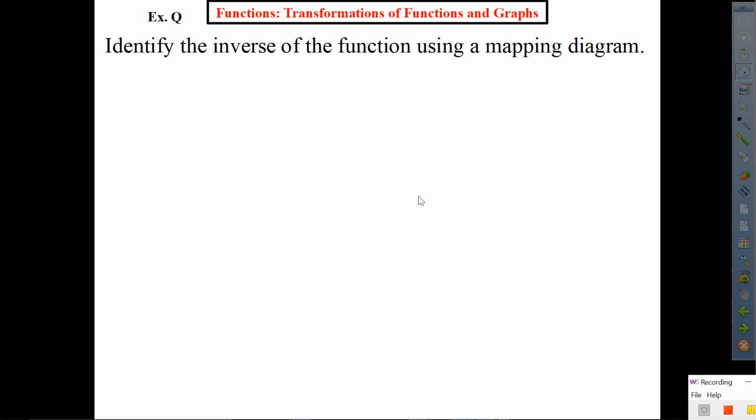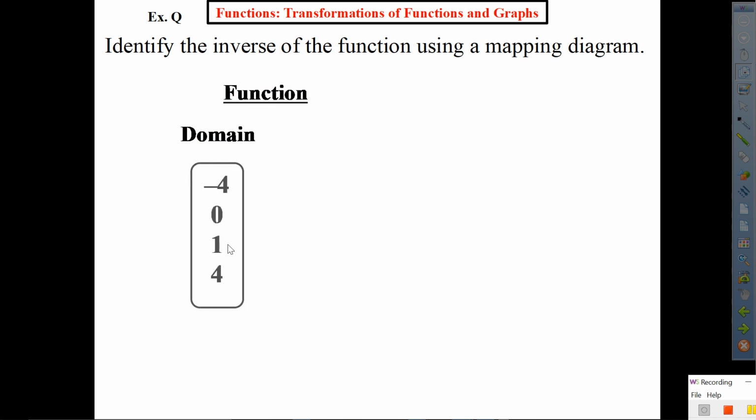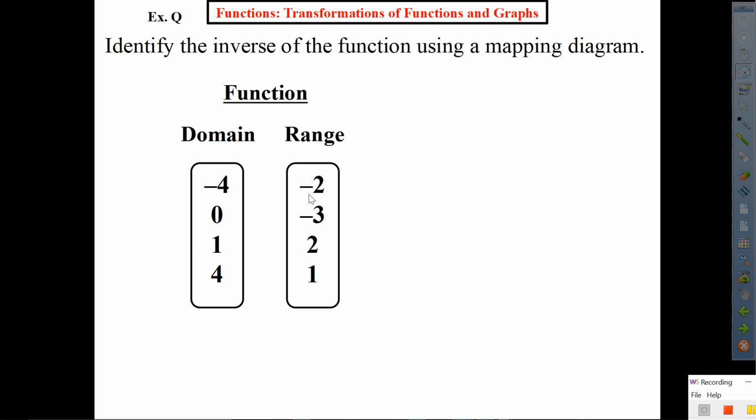Ready? Here it goes. So let's say I gave you this function. Look up. Function. The domain, -4, 0, 1, 4. And then I gave you the range, -2, -3, 2, and 1. And of course that maps to that, that maps to that, that maps to that, that maps to that. Okay, there it is. So, writing utensils down, look up to the screen.